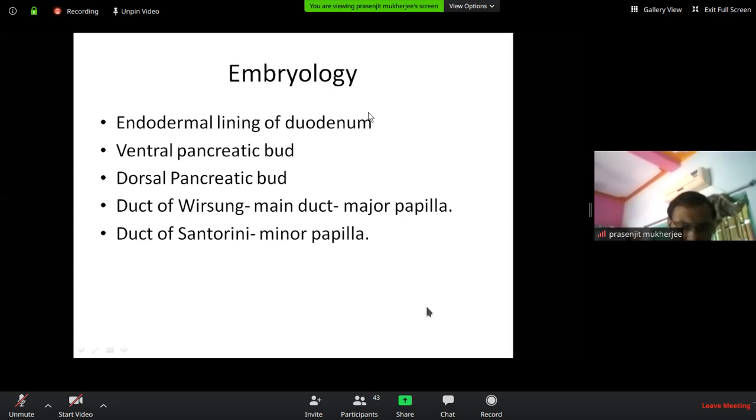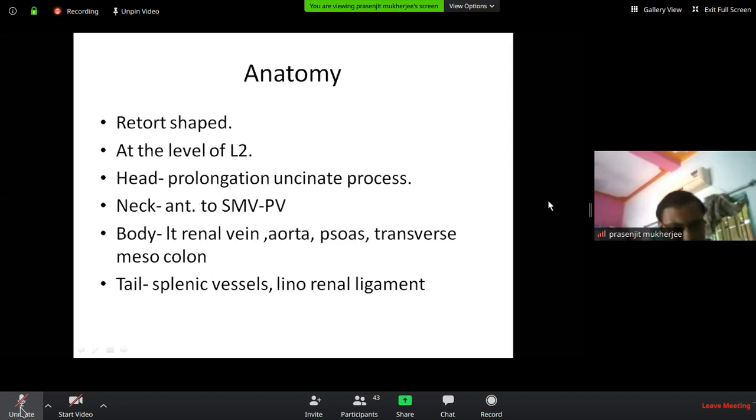So it is important to remember the major papilla. It is also important for your MCQ. Major papilla lies at a lower level, at the level of L2, whereas minor papilla lies at the level of the L1, L2 junction. And the duct of Santorini is the minor duct which carries a small amount of fluid from the body and neck region to the minor papilla.